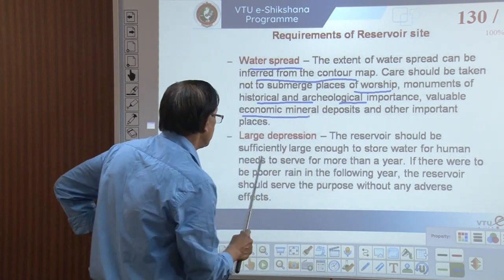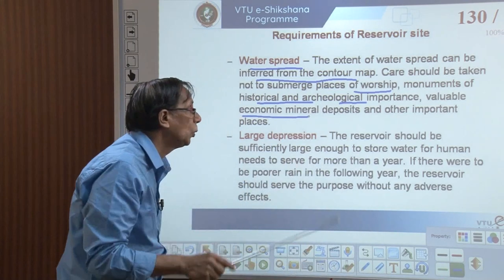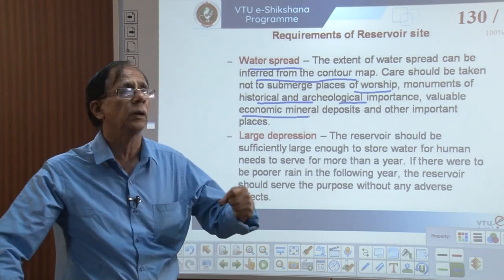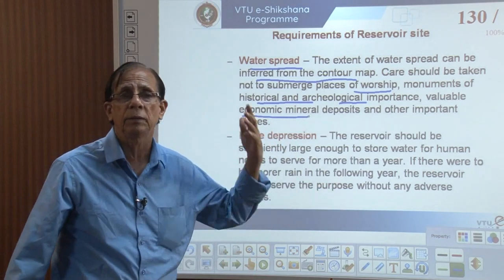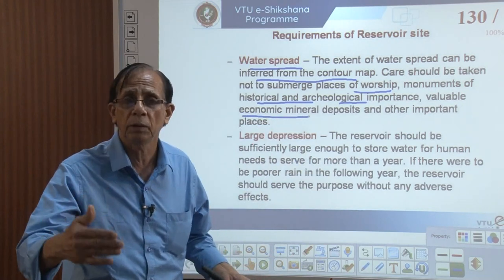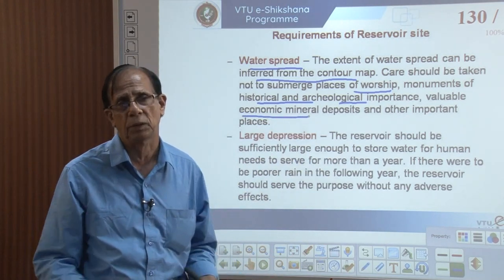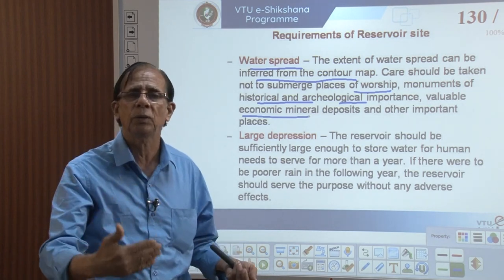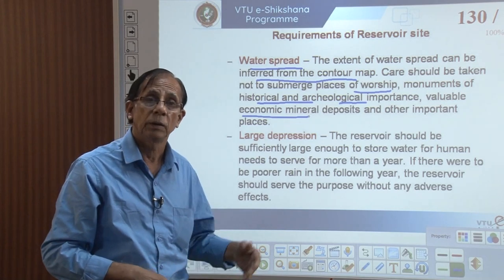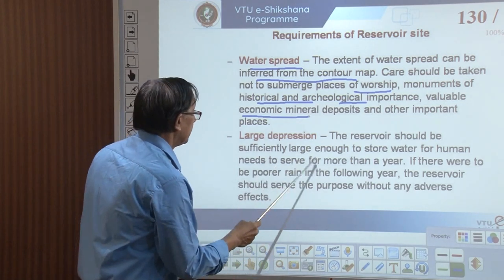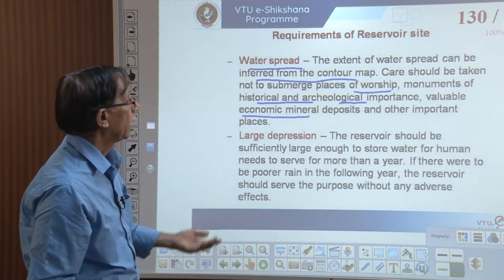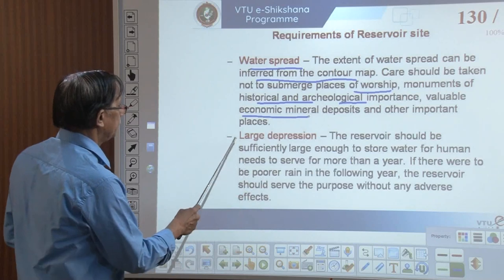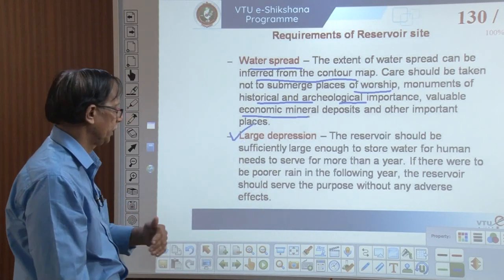Large depression is ideal. The reservoir should be large enough to store water for human purposes. That is, we store the water for supply of water to towns, agriculture, industry, etc. In some year, if rain fails, next year we will be in trouble. If there is excess rain, we should be able to store that water. Therefore, a good large depression helpful to store enough water is essential. Therefore, this point also we have to take up while surveying.